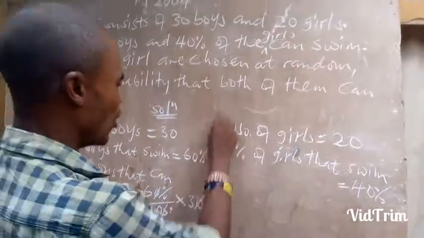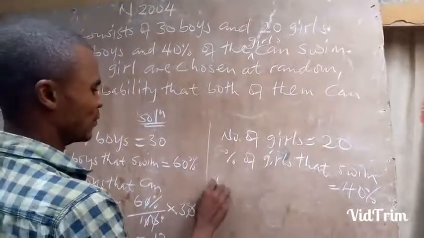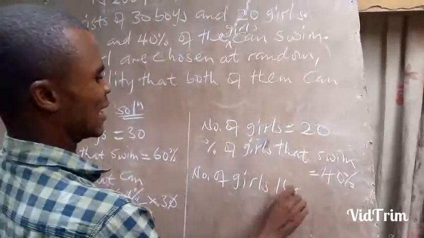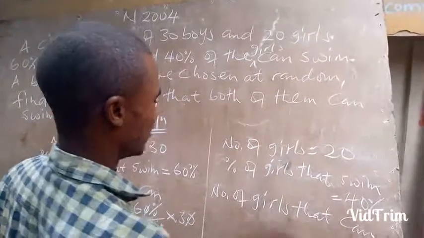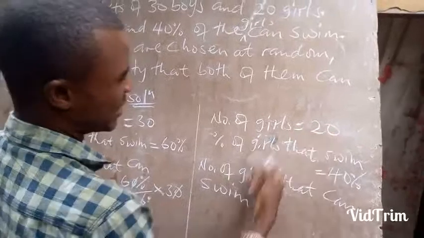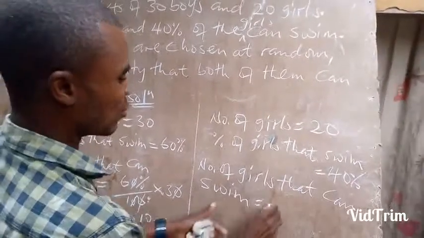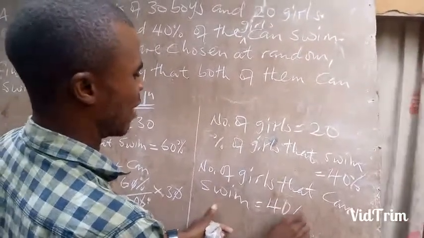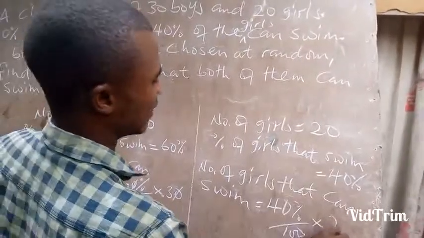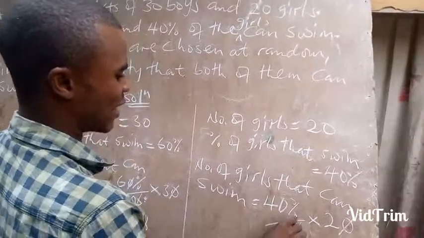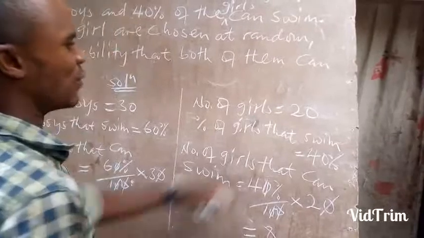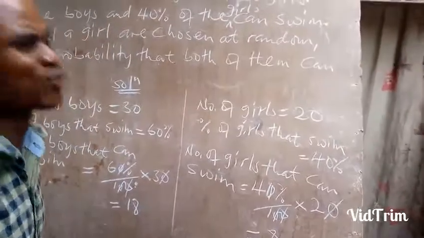Let us come to number of girls that can swim. Out of 20, they said 40% can swim. So 40% means we divide 40 by 100, and then we multiply that by the number of girls there. I cancel the zeros. So I have 4 times 2 is 8. So out of the 20 girls, 8 of them can swim.